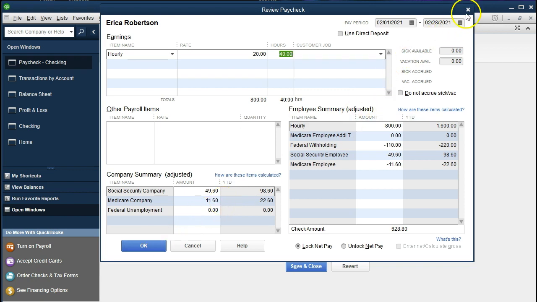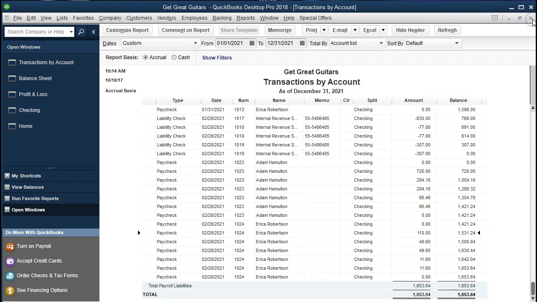So if we close this back out, once again, there's the federal income tax, there's the employee portion of Social Security, the employer portion of Social Security, the employee portion of Medicare, the employer portion of Medicare, broken out by, in this case, one paycheck. Same information would be up here for the second paycheck. And if we had more than two employees, you can see that this would be a detailed transaction by account report.